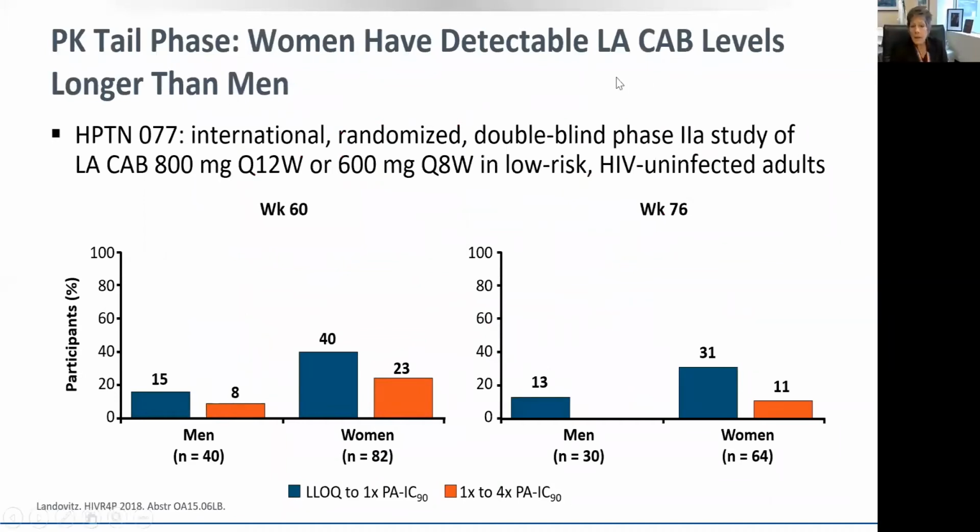Similarly, in the studies that have been done with cabotegravir for prevention, again, there seems to be a longer PK tail in women relative to men, which may have some implications for the drug being in their system for a much longer period of time after the drug has been discontinued.